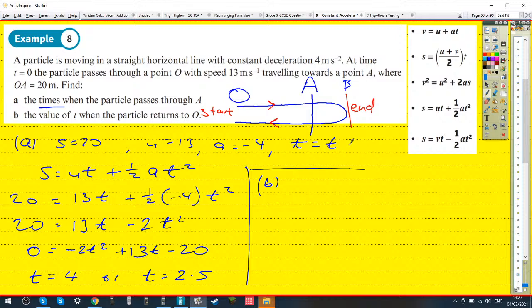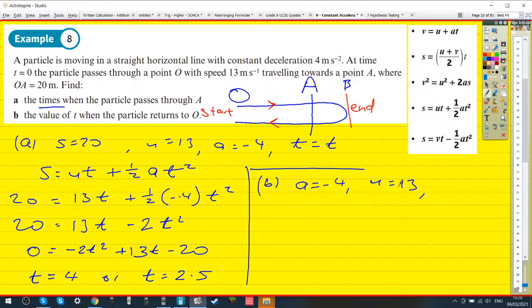So tell me if you get stuck on these. So would the acceleration still be minus 4 meters per second squared? Yeah, constant acceleration of minus 4. And the initial velocity doesn't change either, does it? So it's still 13. So U is 13. So we have S equals 20, U equals 13, A equals minus 4.